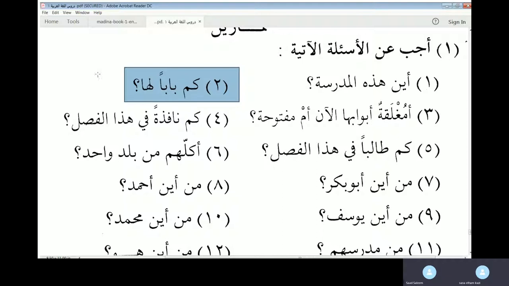To whom does this door belong? Wrong. How many doors does it have? Laha means it has. How many doors? It has three doors.